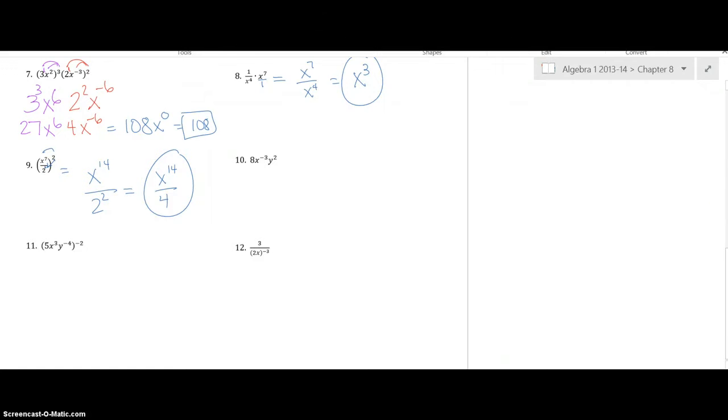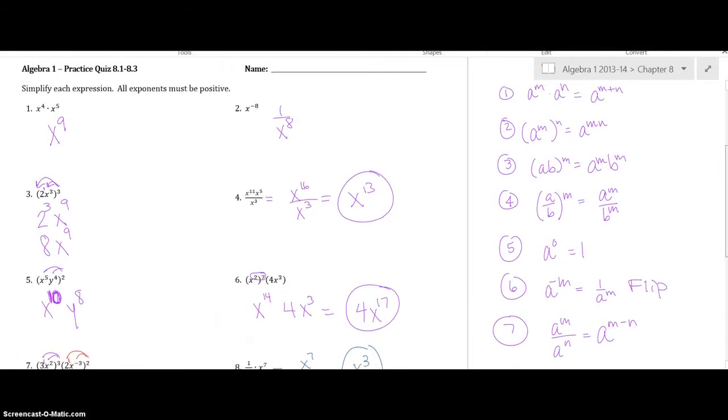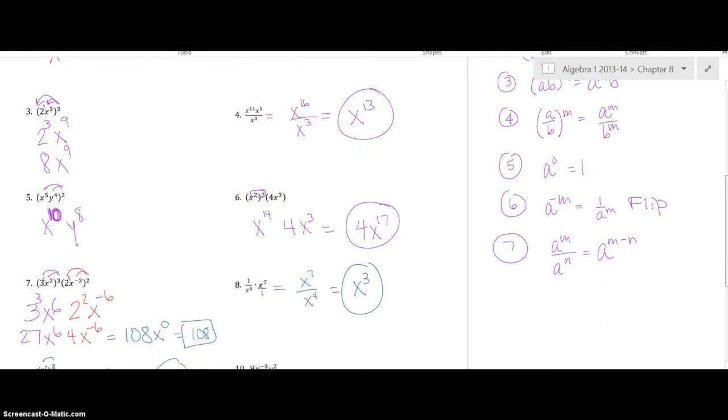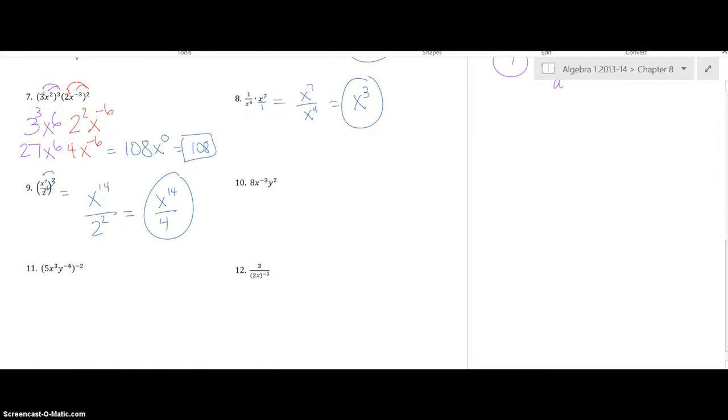Number 10, the only thing that we can really do on this one is get rid of that negative exponent. And if you look at rule number 6, it says that we're going to flip negative exponents. So I'm going to draw my fraction bar and I'm going to say top or bottom, flip or stay. So the 8 really has a positive 1 as an exponent on it. So since that exponent is positive, it's going to stay on top. X to the negative 3 is going to flip to the bottom because of the negative exponent, and y squared is going to stay on top because of the positive exponent.